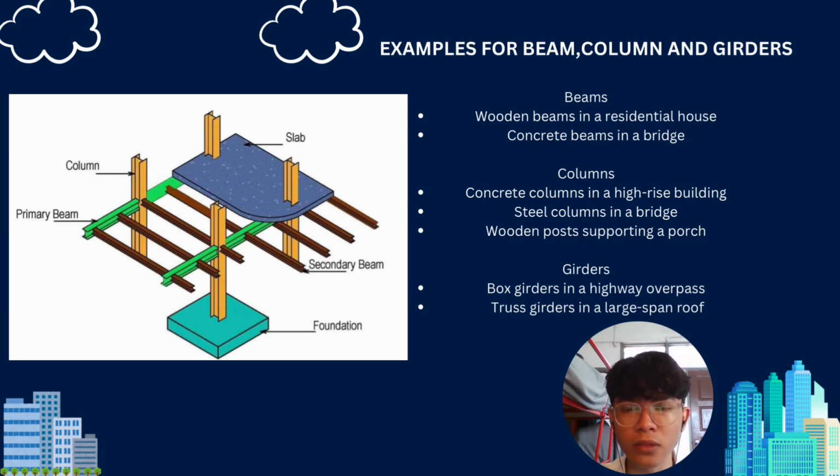So here is an example photo of the beam, column, and girders combined together. You can see the slab, column, primary beam, secondary beam, and the foundation. You go from the above to the below. Below means going to the foundation. Foundation is the strongest part of the structure.